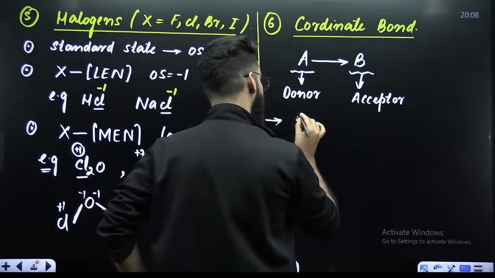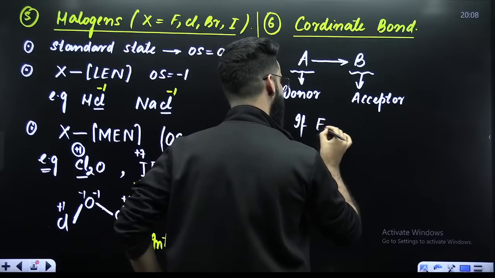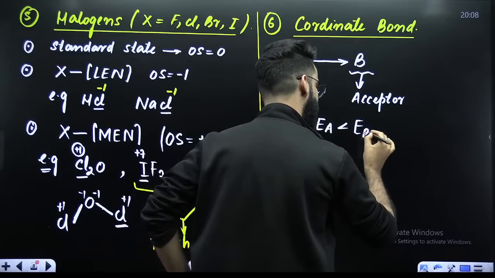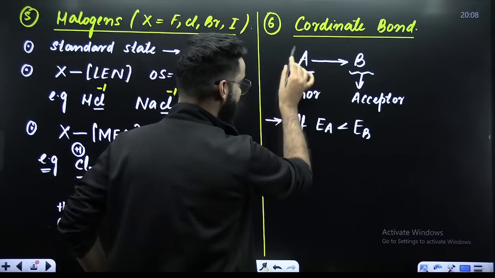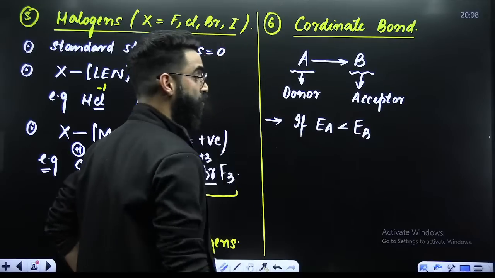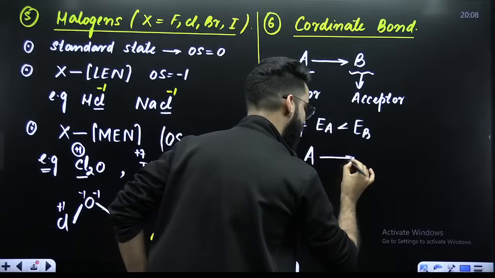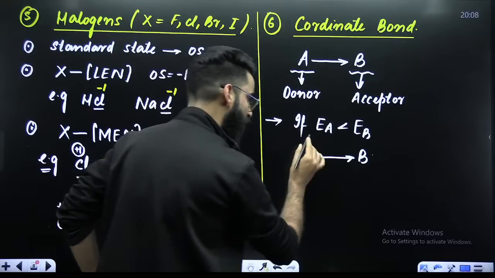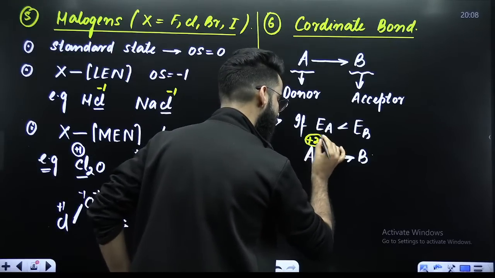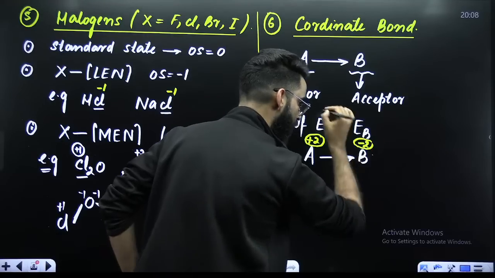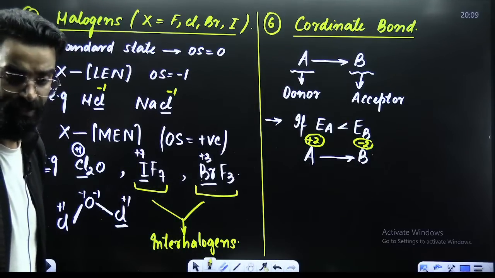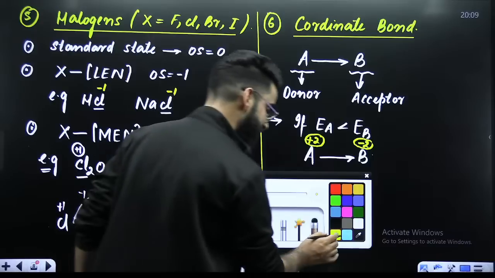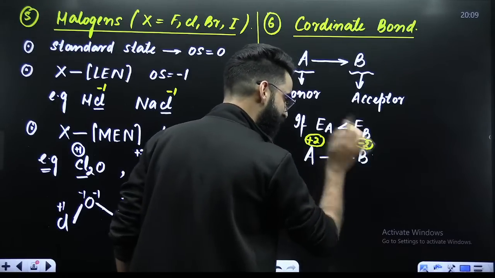There are a few things which you need to remember over here. Point number one. If the electronegativity of A, the donor, is less than the electronegativity of B, the acceptor, at that point of time, for the contribution of the coordinate bond, you'll be taking +2 towards A, and here you'll be taking -2. So if the donor atom is less electronegative and the acceptor atom is more electronegative, donor gets +2 due to the coordinate bond, and acceptor gets -2 due to the coordinate bond.